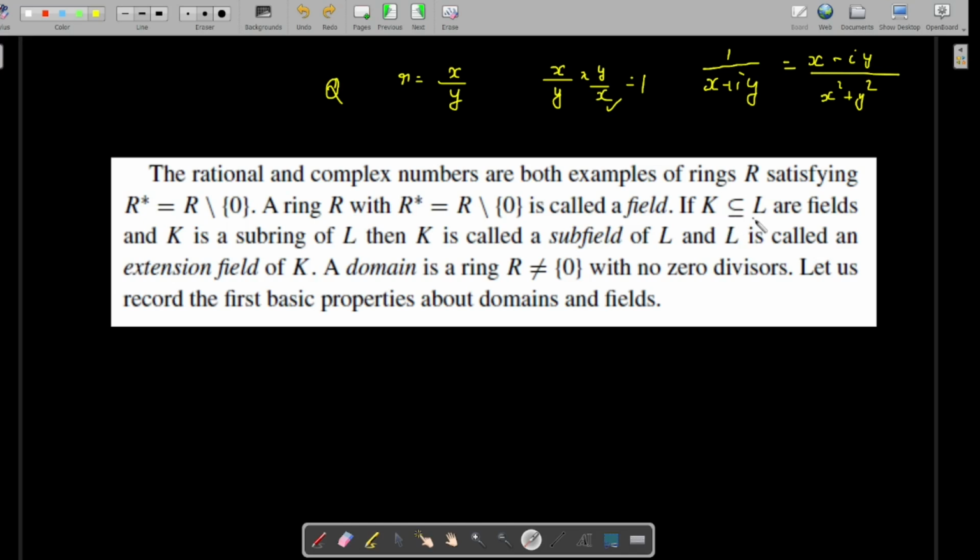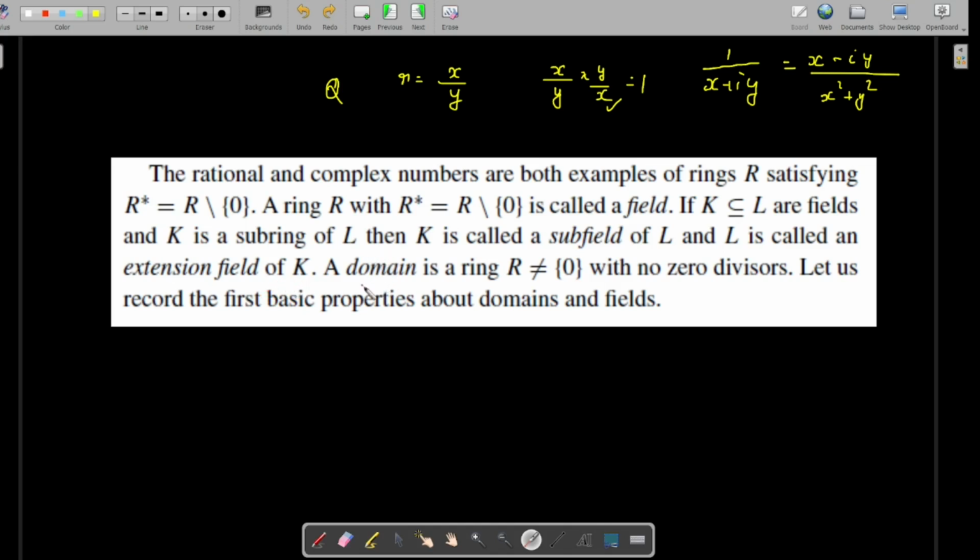And if K is a subset of L, both are fields, and K is a subring of L, then we call K a subfield of L. Here, if L is a field and K is a subring of L, you can say that this K is a subfield of L, and L is called an extension of K.